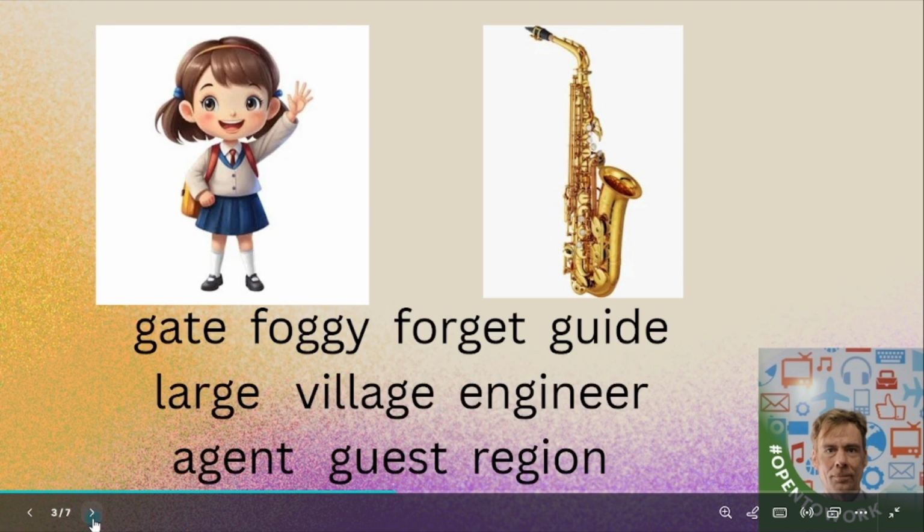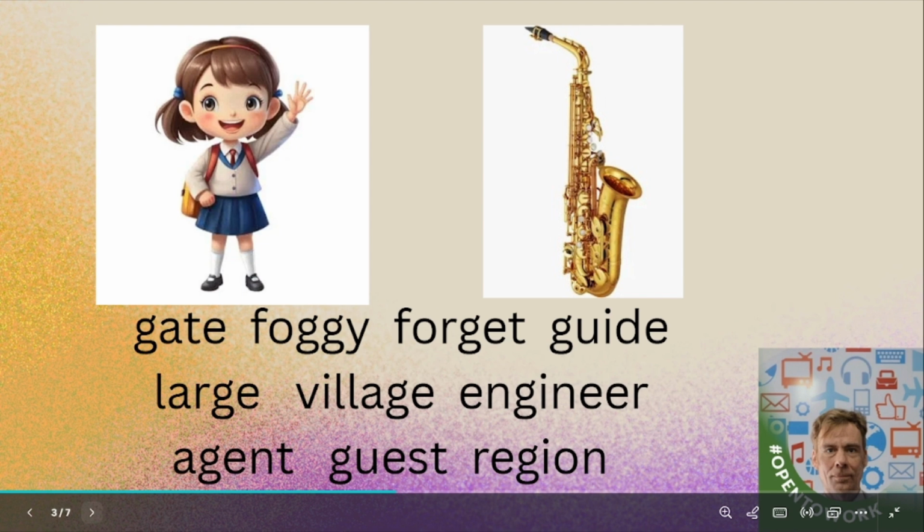So let's take a look at some words with the letter G in them and see if you can figure out, based on their spelling, how the letter G is pronounced. Our first word is gate. The letter G is the first letter in this word, so that is G, as in girl. Our second word is foggy. We have a double G here, so this is also G, as in girl.